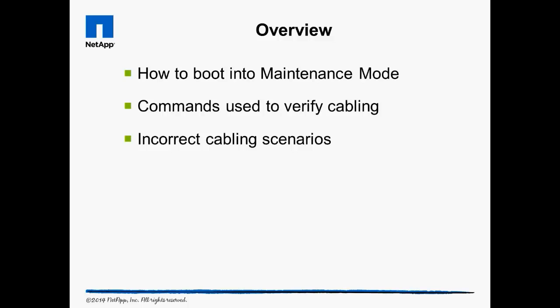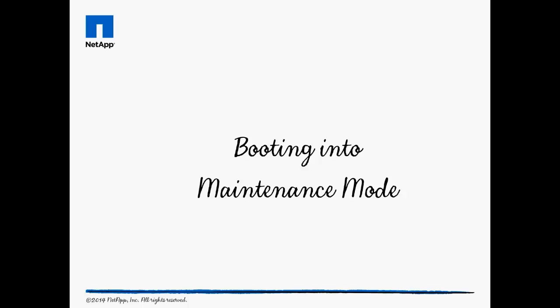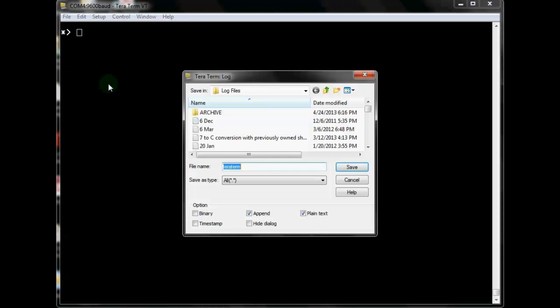In this video, we will boot into maintenance mode and then run some commands to verify that the cabling we did in install 108 is correct, as well as identify and resolve incorrect cabling. Like all good professionals, our first step when opening a console session is to start logging the output to a text file.